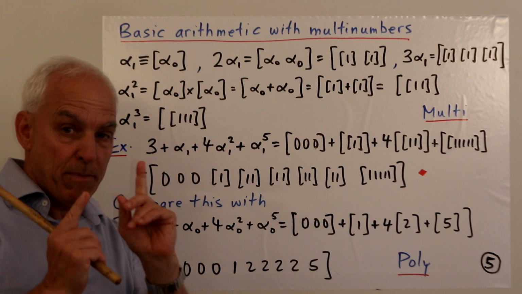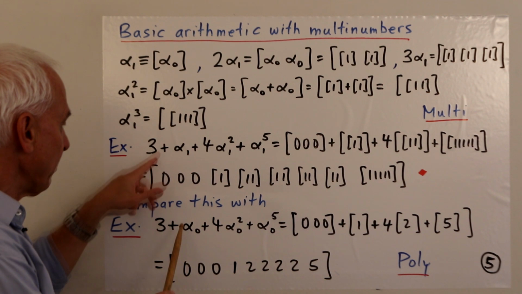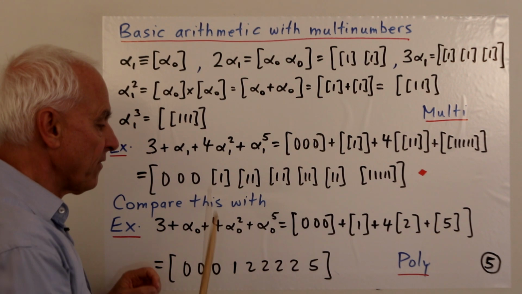So I want to compare this now with the corresponding poly story. We're taking the same form, but replacing alpha 1 with alpha 0. 3 plus alpha 0 plus 4 alpha 0 squared plus alpha 0 to the 5. So this is in the world of poly. Right, this is in the world of multi, this is in the world of poly.